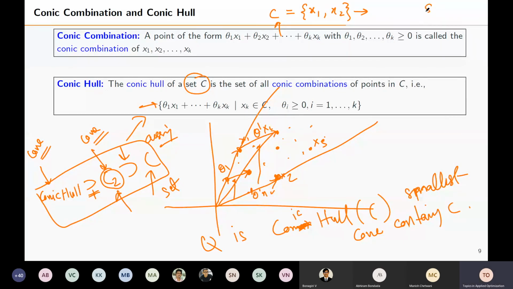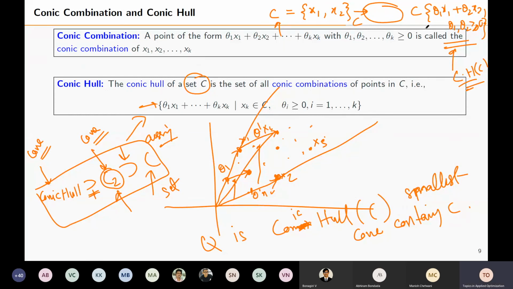Conical is fine. Like conical is somewhere here, right? So theta 1 x1 plus theta 2 x2 such that theta 1 and theta 2 are greater than or equal to 0. That I know. So conical I can make. Okay, so this is the conical hull of C, right? That we get. Now, is there anything that I get somewhere here?